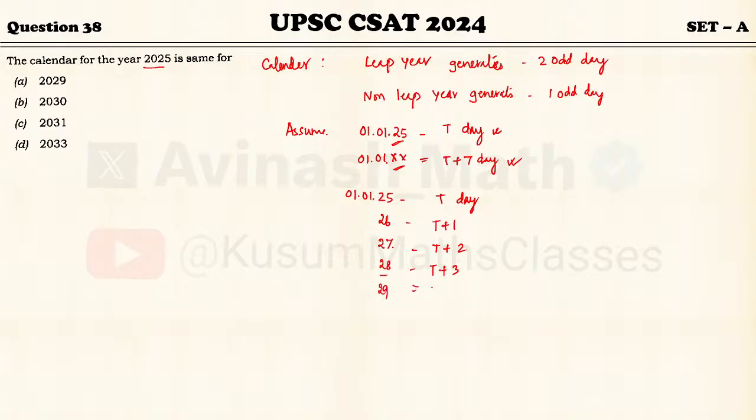1/1/29 would be t plus 3 plus 2, it is nothing but t plus 5, right? And 1/1/30 would be t plus 6, right? And then 1/1/31 it is nothing but t plus 7. So अब आपको यहाँ पे t plus 7 मिल गया. So it is evident that 1/1/25 and 1/1/31 would be having same calendar, right?